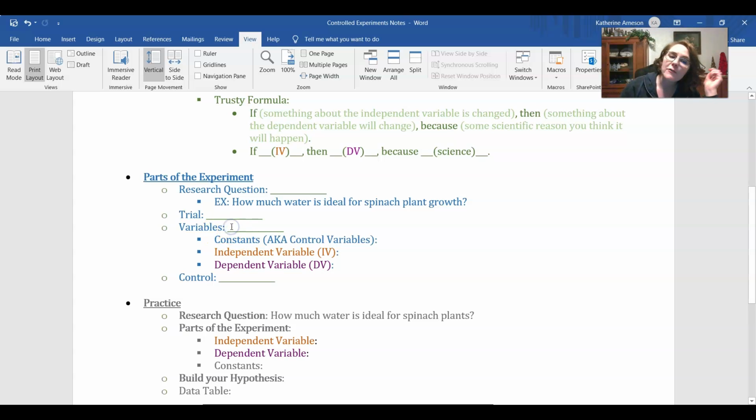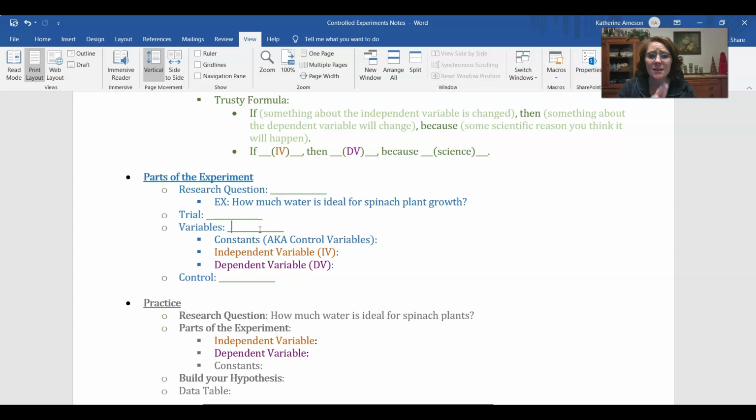Okay, variables. Variables are parts or conditions of your experiment. So conditions means like if we're growing plants, we have to put them in a room together and have them the same temperature, or we have to make sure we're exposing them to the same amount of light. We'd have to keep all of those variables the same so that we can test what we're actually wanting to test, which in this case is going to be the water amount and the spinach plant growth.